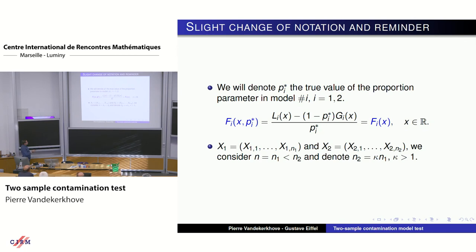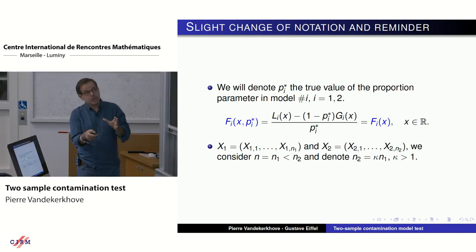And my samples of interest are x1, x2, in which I will compare the unknown component, the contaminant component. The sample sizes are connected by this kind of relation. So there is a kind of proportionality. Even asymptotically, we keep this regime.